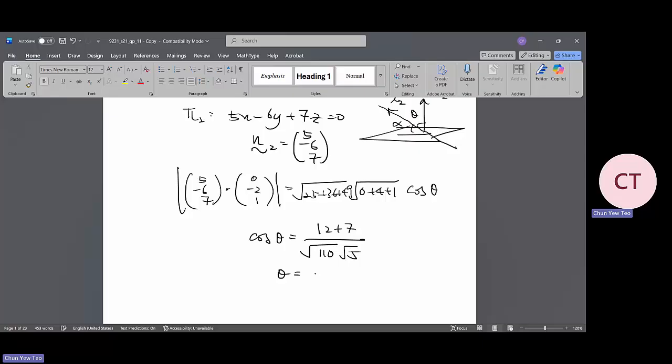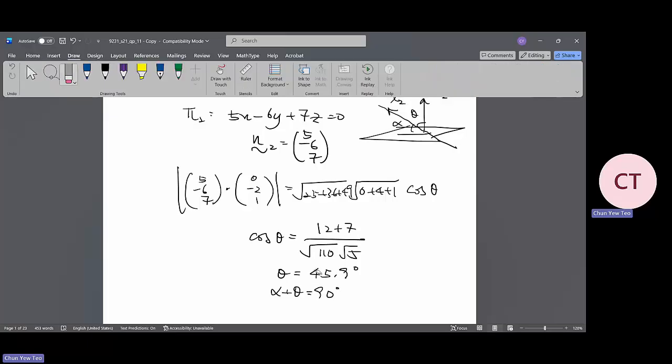So your theta will be 35.9 degrees. So your alpha plus theta is equal to 90. Oops, it's a 35, not 45. So your alpha is equal to 90 minus theta. 90 minus theta will give you 54.1 degrees. Done. This will be the answer for question number 6C.